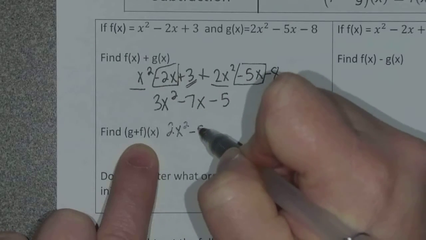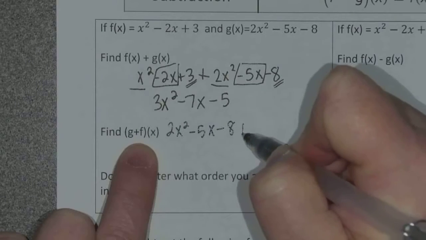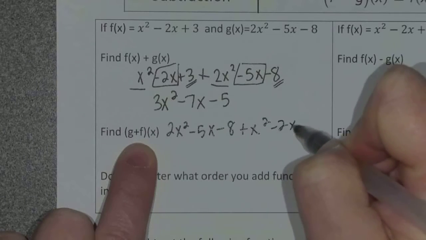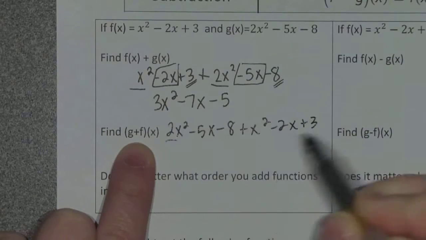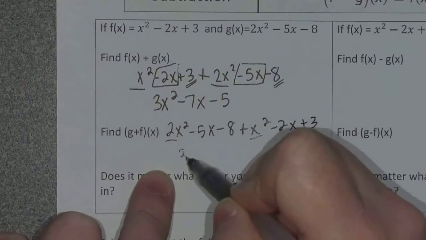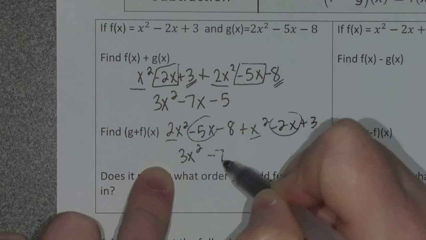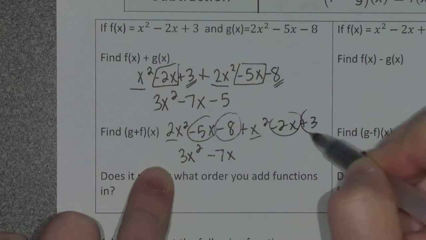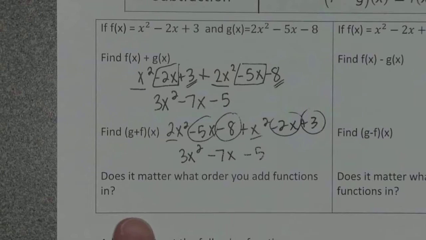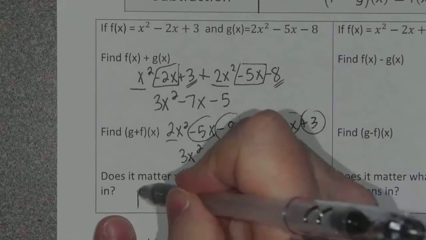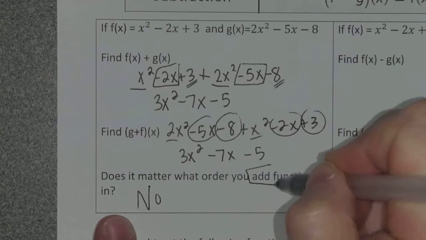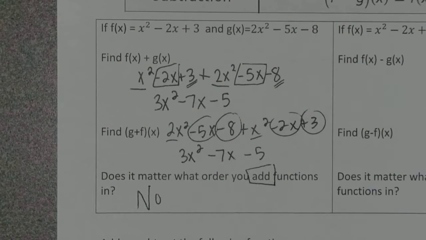Okay? But let's just show it real fast. If I write this in the other order and I combine it together, I still am going to get the same answer because I still am dealing with the same numbers together. I still get 3x squared. I still get minus 7x, and I still get minus 5. And so the question down here says, does it matter what order you add functions in? The answer is no. And the reason, again, is because we can add in any order. That's what the commutative property of addition tells us.